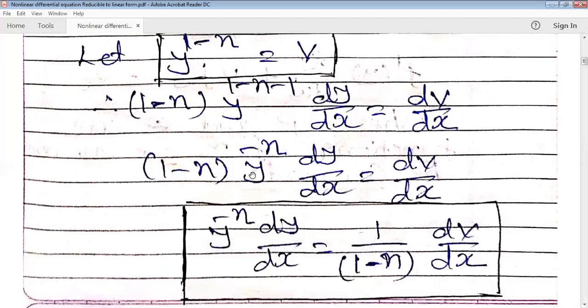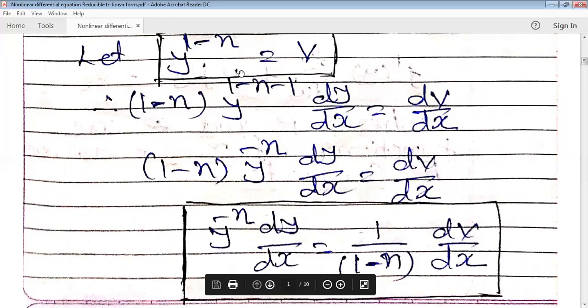Next, y raised to minus n dy by dx is equal to 1 upon 1 minus n dv by dx, because 1 minus n is multiplied by this function, so when we move this bracket to the right hand side, it goes in the denominator. So here we have two values, y raised to 1 minus n and y raised to minus n dy by dx.